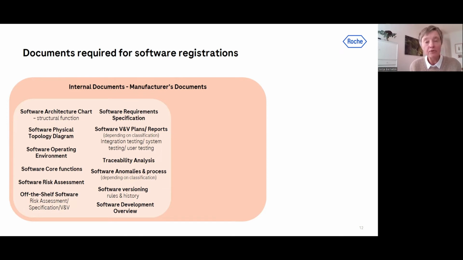And the amount or the depth will depend on your classification. And you see here, we are in a similar situation like we are with the US FDA. Previously, it was possible to provide more or less summary reports. Now the reviewers, with the new software regulation that came out in March, will also start requiring your actual test reports with the usual contents like acceptance criteria, test steps, and test results. You need to provide your trace matrix, so your traceability analysis, your software anomalies and the process how you handle them, software versioning, and a software development overview.